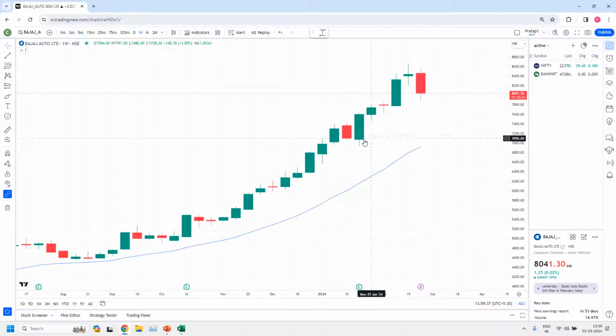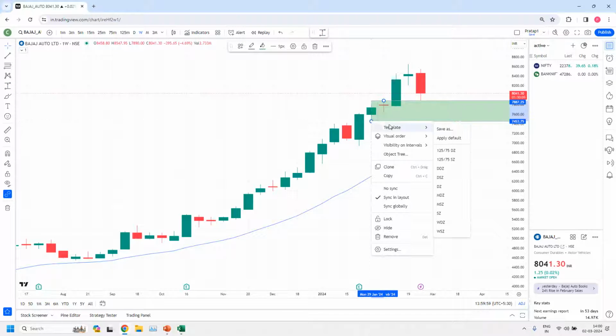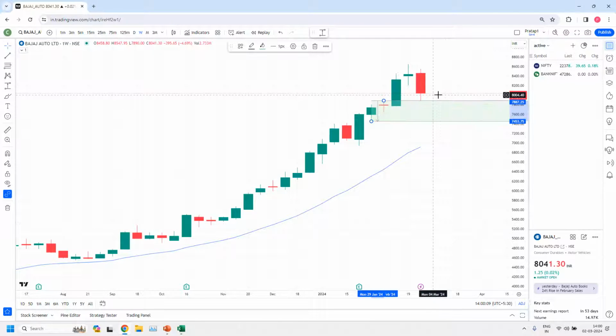Here we can clearly see a rally, two base candles and a rally candle. After that, again we have seen a rally candle, base candle and a drop candle. That means we can draw demand zone and supply zone on the weekly chart. So let's draw. First let me draw the weekly demand zone and let me change the color. This is the weekly demand zone, and we'll also draw the weekly supply zone.